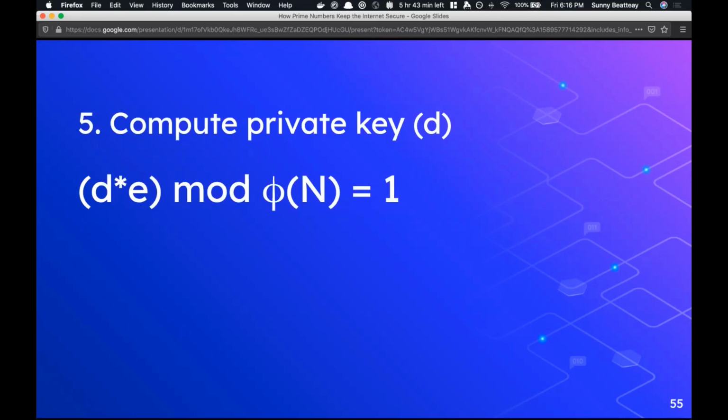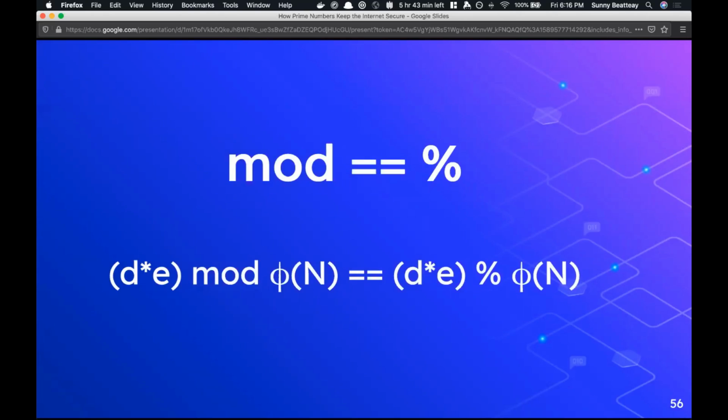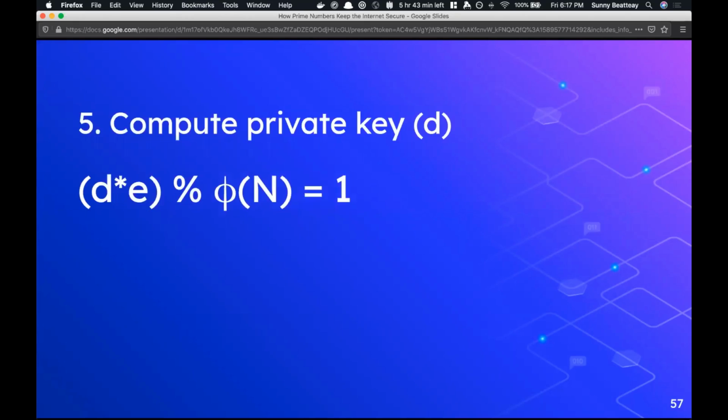So what the heck is mod? If you're not familiar with what the mod stands for, it stands for the modulus or the modular operator. If you're familiar with Ruby or JavaScript, it's the same thing as a remainder operator. So we can rewrite this algorithm to be D times E remainder totient n. I'm going to rewrite it so that it's a little more familiar to us. This equation is how we're going to find D.